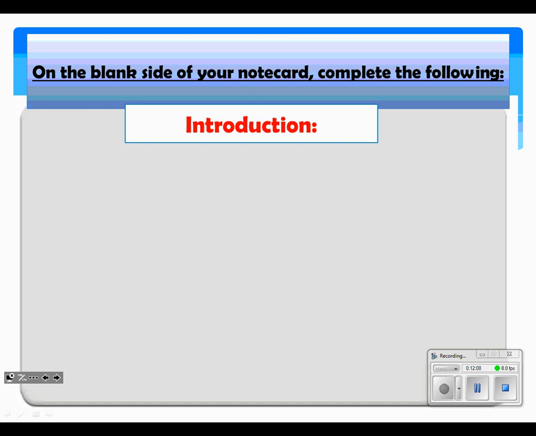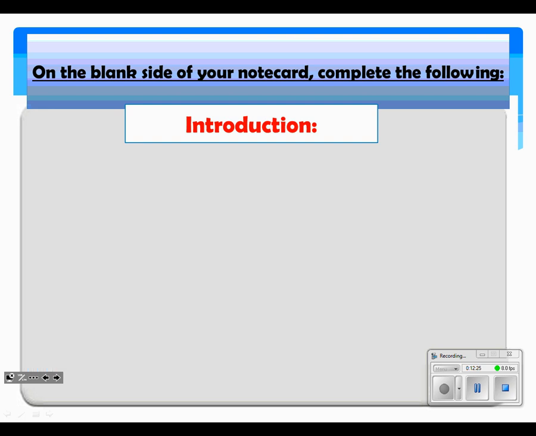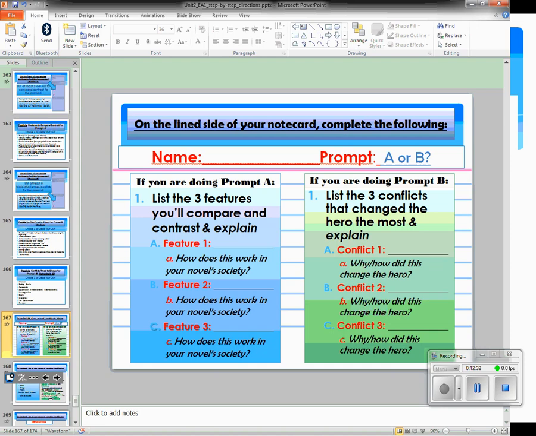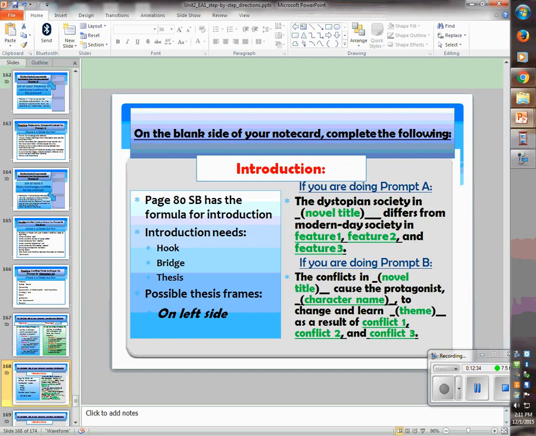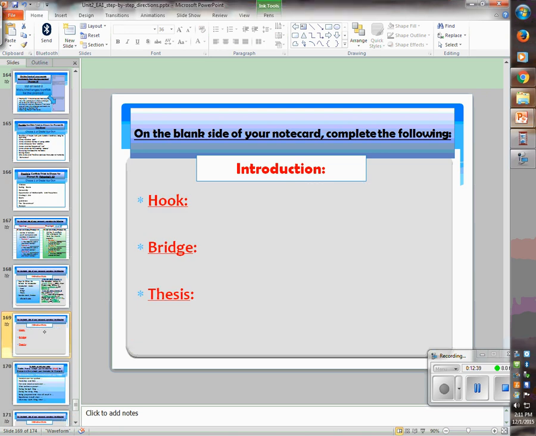Now, you've written an introduction before, not only in this class, but in 7th grade and 6th grade. Now, on introductions for 8th grade English, you guys need to have 3 basic components. Watch the screen, copy what you see. Your components, they're on page 80 of your Springboard. You might want to go to page 80 of your Springboard. That just kind of depends on you and your preference.